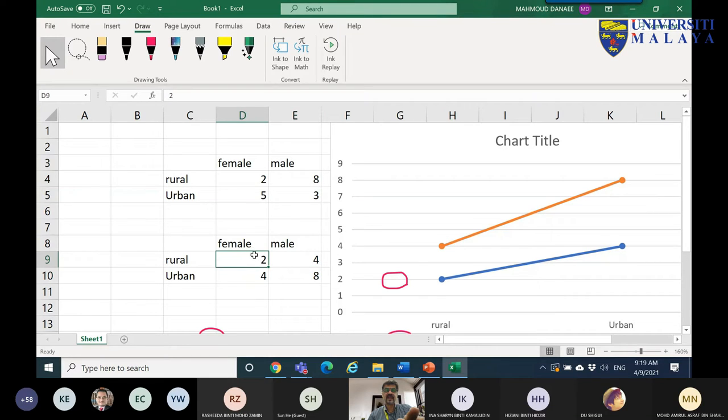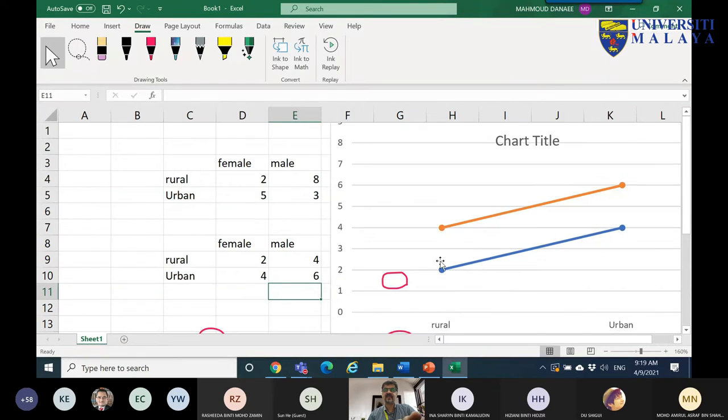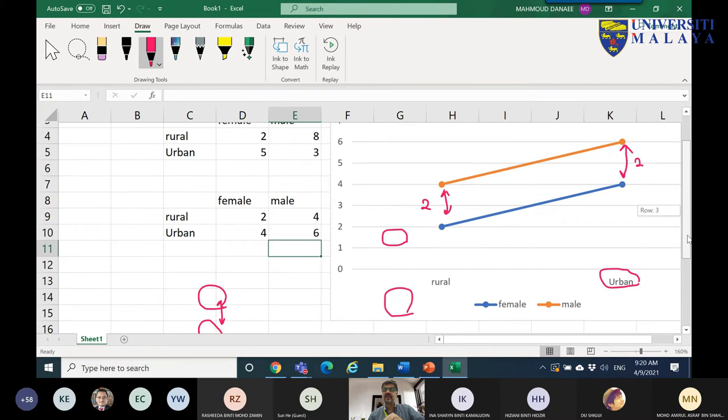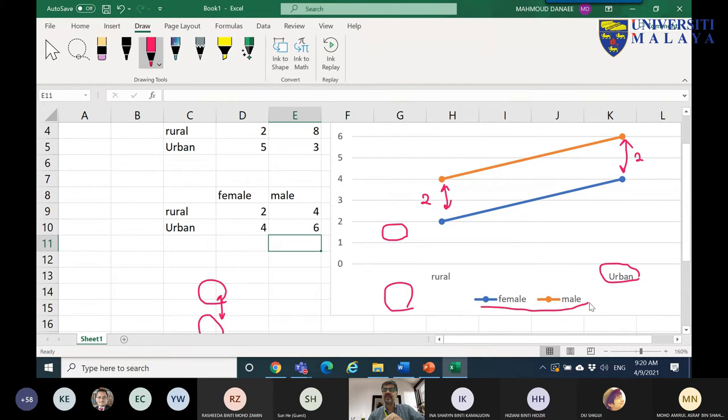So this is female, male, 4, 6, sorry. Okay, so as it can be seen here, the differences in the amount of time between male and female in the rural area is 2 hours, and the same difference you can see between male and female in the urban area, right? So this parallel line indicates that there is no interaction between gender and residential area.